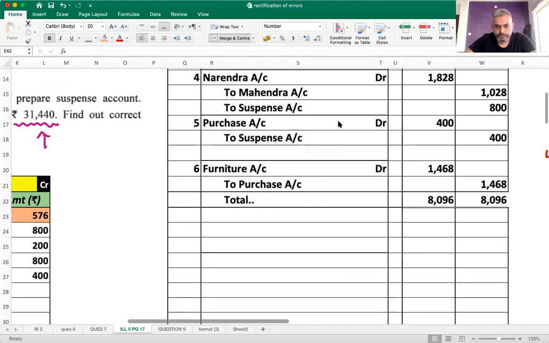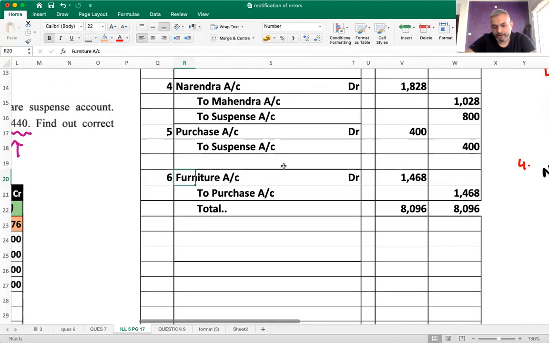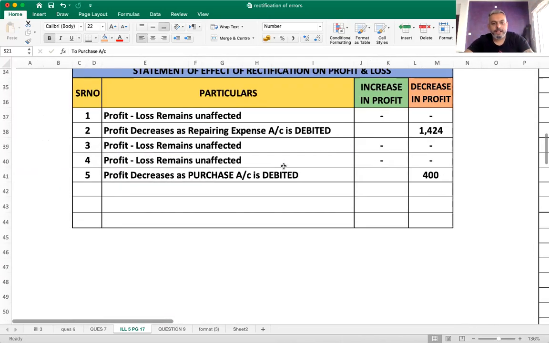Sixth, फर्नीचर अकाउंट डेबिट, फर्नीचर असेट अकाउंट प्रॉफिट पे इंपैक्ट आएगा डेबिट या क्रेडिट का? विल इट अफेक्ट द प्रॉफिट? फर्नीचर में नहीं. बट परचेज अकाउंट अब क्या हो रहा है? क्रेडिट हो रहा है. तो प्रॉफिट पे क्या इंपैक्ट आएगा? Increase. गुड्स रिलेटेड अकाउंट क्रेडिट होगा तो प्रॉफिट विल इंक्रीज.